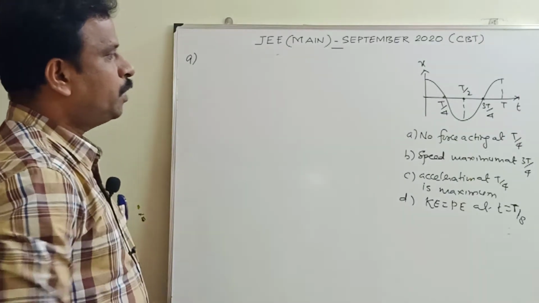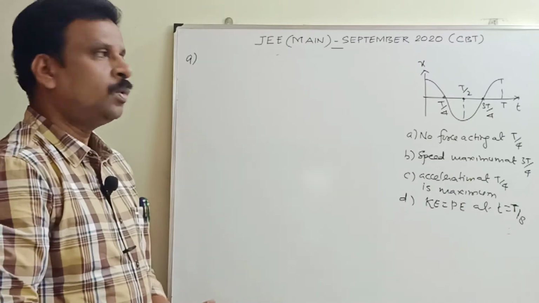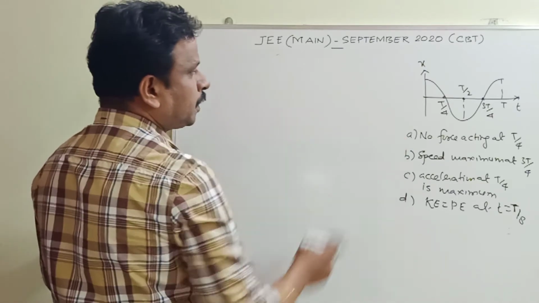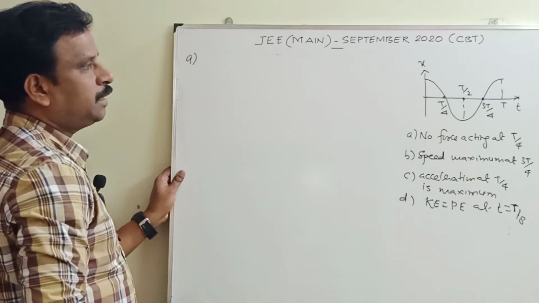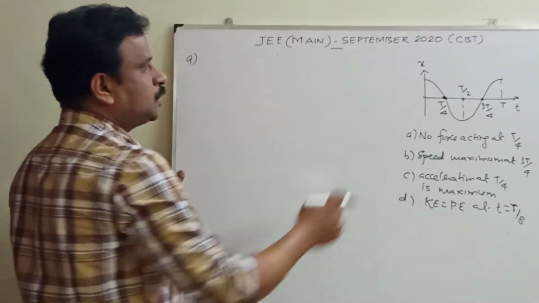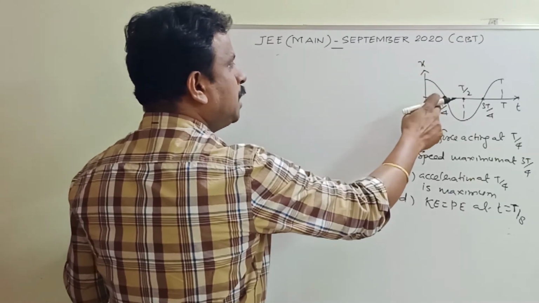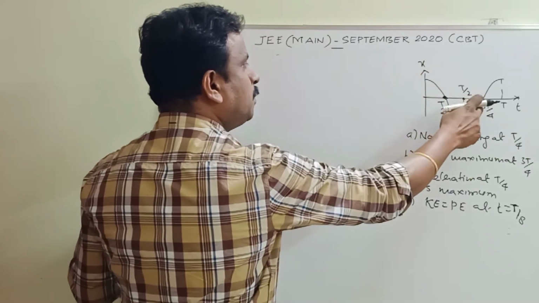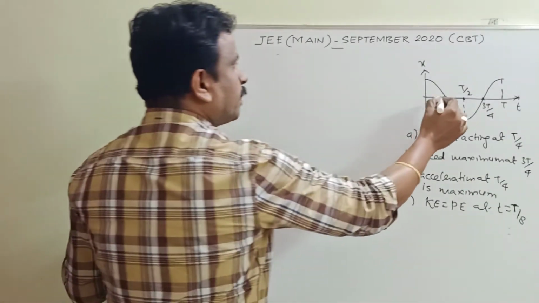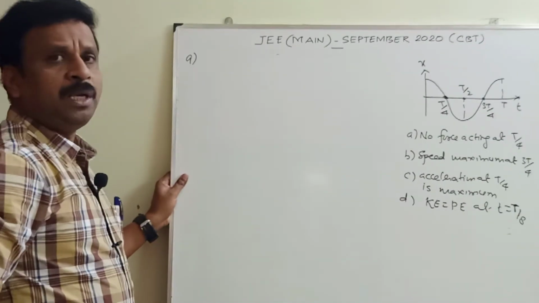We have to choose which of the following statements are correct. Maybe one statement may be correct or more than one statement may be correct. So we have to check each and every statement. Let us check first: no force is acting at a point T by 4. So what is this point? When this particle is executing simple harmonic motion, this is one extreme position, this is mean position, this is another extreme position, this is mean position. So wherever the particle cuts the x-axis, it is at a mean position.